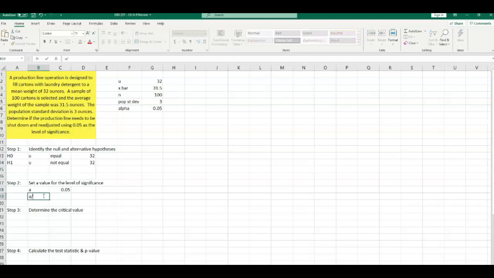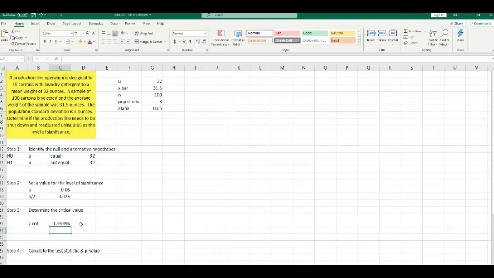So we're going to want to find alpha divided by 2 whenever we're doing a two-tailed test. And we find that to be this 0.05. And we need that because our critical value here, this critical z-score, is going to be the z-score using this alpha divided by 2. So we'll do norm.s.inv. Once again, that one just looks for the probability, and it will give us back a z-score. And so it's going to be negative 1.96 again.